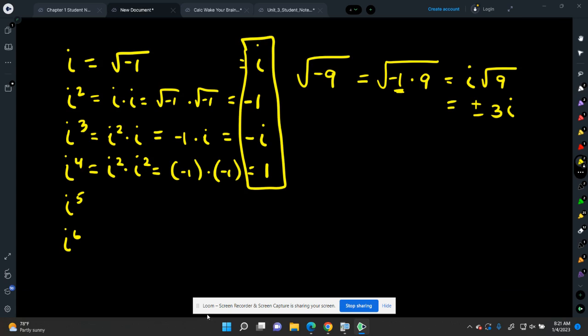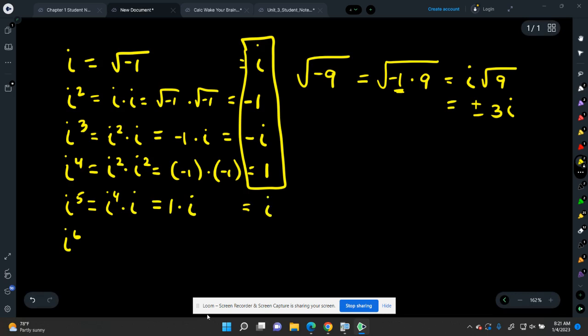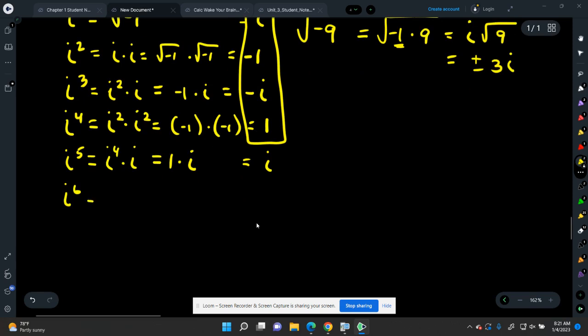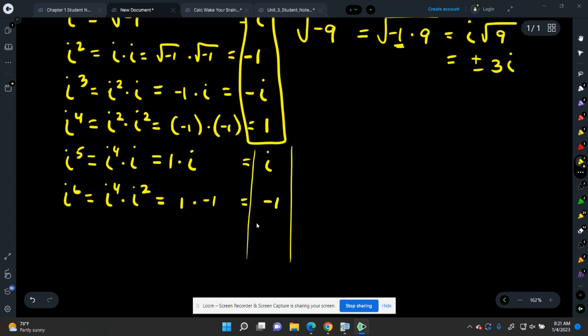For instance, look at I to the fifth. I to the fifth is I to the fourth times I. We just figured out I to the fourth is 1, so I to the fifth is I. I to the sixth, well, we can write that as I to the fourth times I squared. I to the fourth is 1, I squared is -1, so we get -1. See, the pattern is repeating itself, and it's going to continue like that.